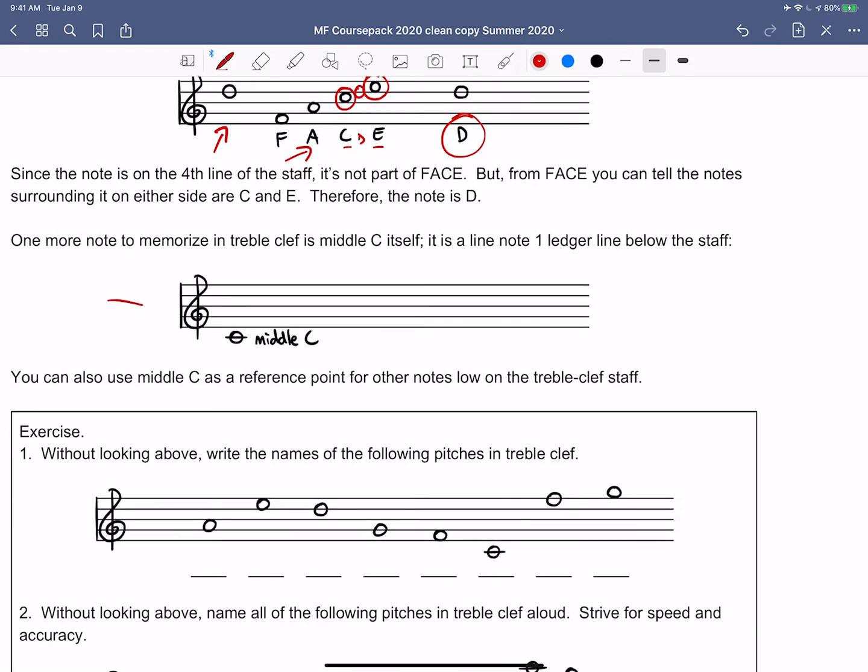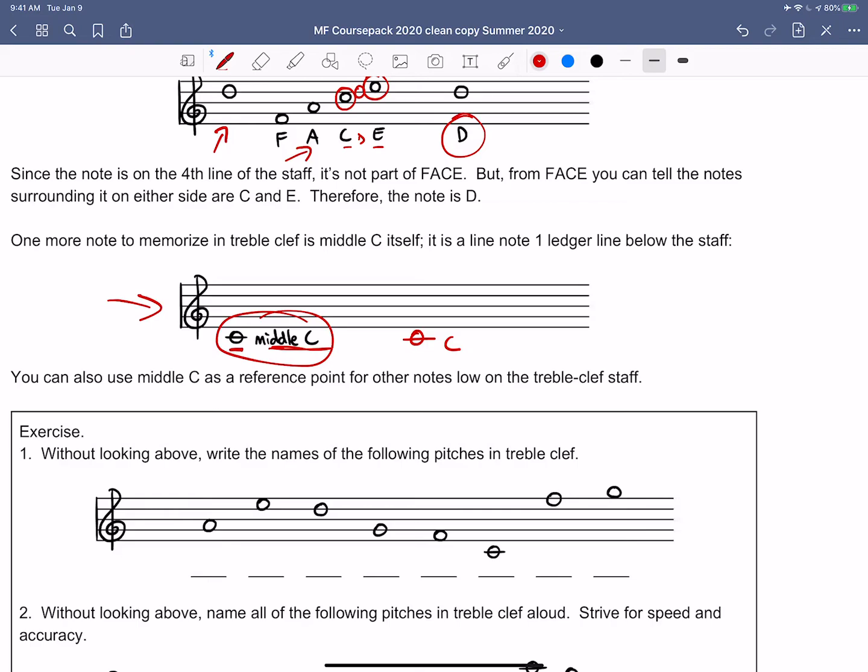Here is one other note to memorize. So if you memorize FACE, you can kind of keep that G in the back of your mind as well. But on top of that, memorize that this note here, that one ledger line note below the staff, is middle C. So whenever you see this note on the treble clef, that is your middle C. That is your point of reference on the piano keyboard.